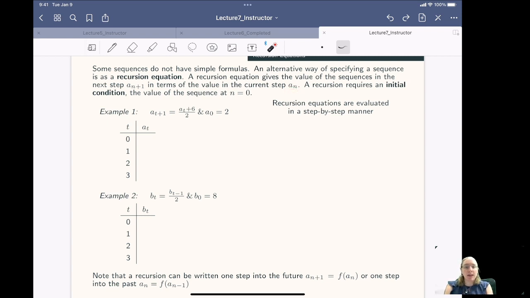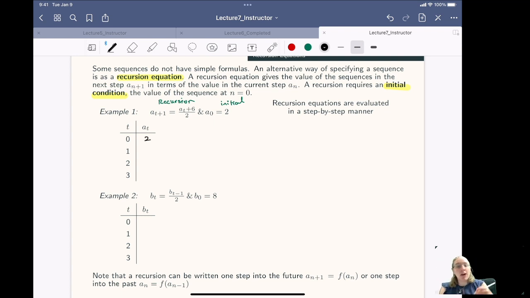In order to specify a sequence with a recursion equation, we need two quantities. We need the recursion equation itself that tells us how to iterate the sequence, and we need the initial condition, which is where to start. So here we have our recursion equation, and here we have our initial condition. So this says, if you're at 0, start with 2. So we're going to put a 2 right there.